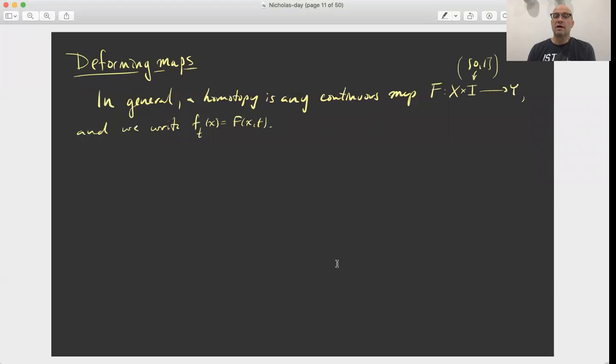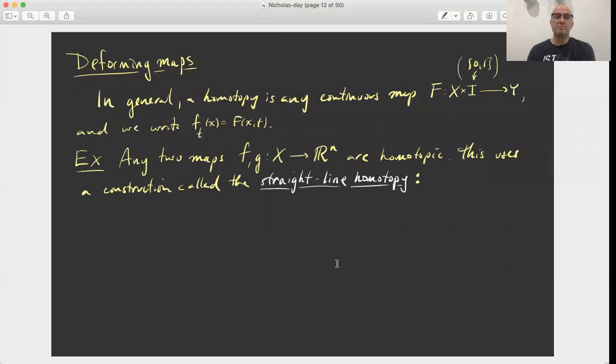So in general, a homotopy is just a map from a space cross an interval, usually the unit interval [0,1], to some other space Y. And just like before, we'll think about this as a one parameter family of maps parameterized by the unit interval I. We call that little f sub t, just like before. Okay, a little bit about homotopies.